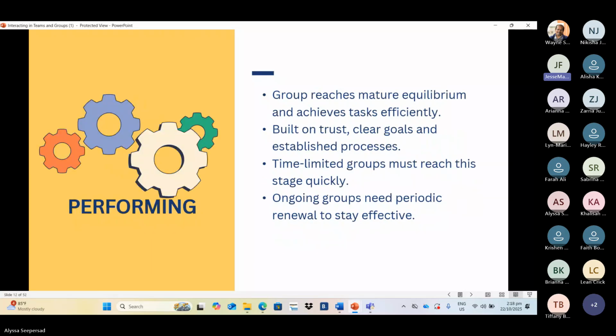Moving on, the fourth stage is performing. So the strong foundation the group built from the previous stages allows it to reach a stage of maturity and equilibrium where the work gets done efficiently. This foundation is built on trust, clear goals, and established processes. Time limited groups must quickly get to this stage in order to meet objective deadlines. However, they still need to work through all the previous stages in order to build that necessary foundation because they can't skip these stages and just jump to performing.